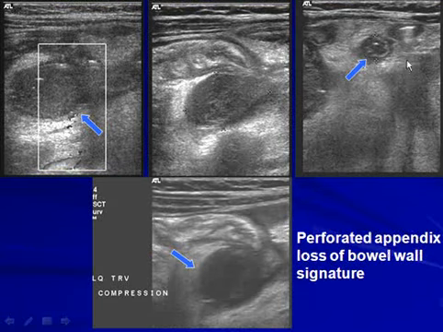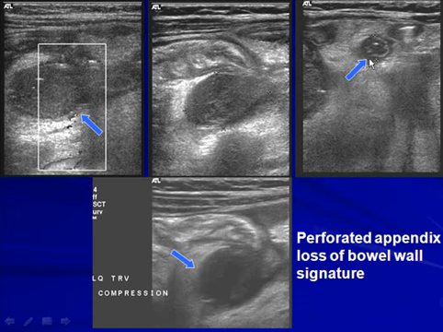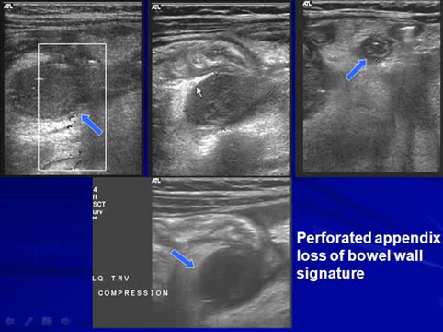Another example of a perforated appendix. Here is where we see the normal echogenic submucosa. More distally, we have lost the echogenic submucosa due to perforation.